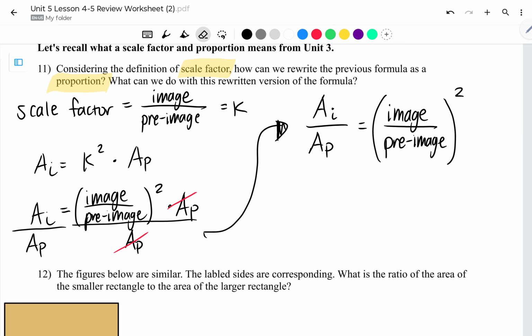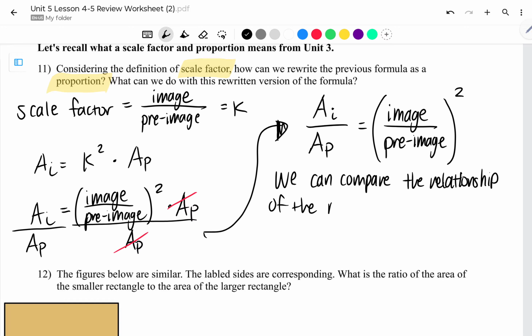So what can we do with this? We can compare the relationship of the ratios, areas, and corresponding sides.